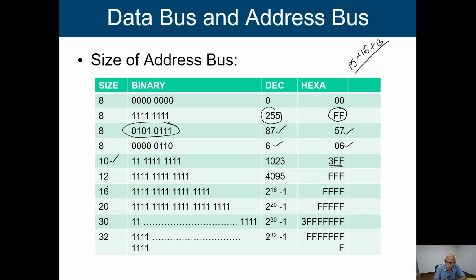Similarly, if the size of the address bus is 12, then we can go up to 4095. So like that, in general, if we are having n bits of address bus, then we can go up to 2 to the power n minus 1. So these are the situations that we have.